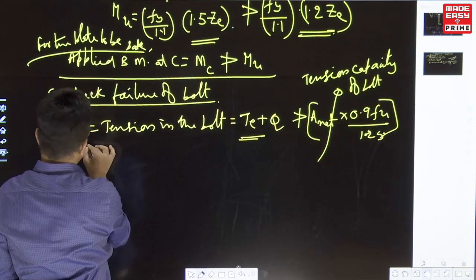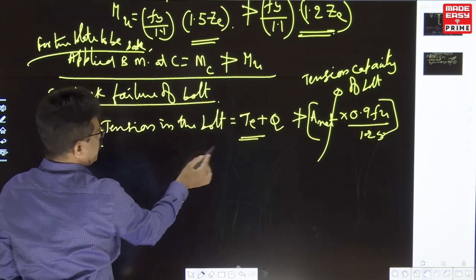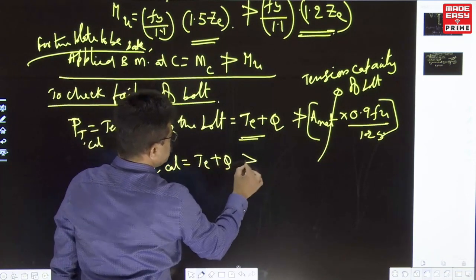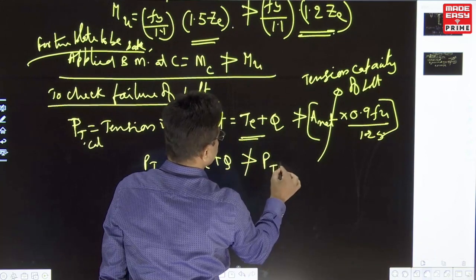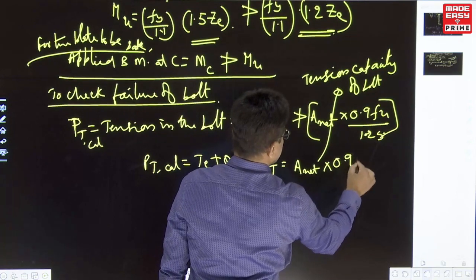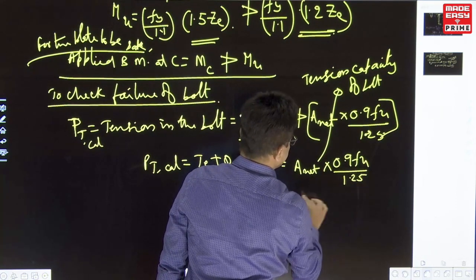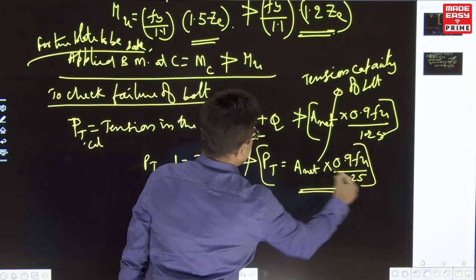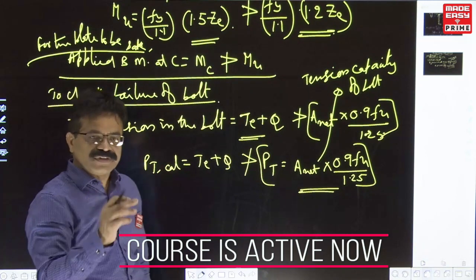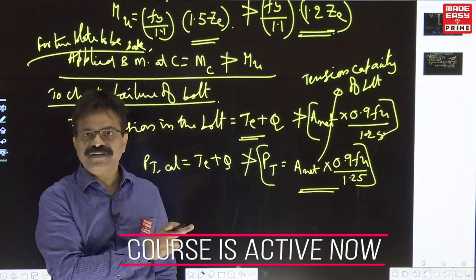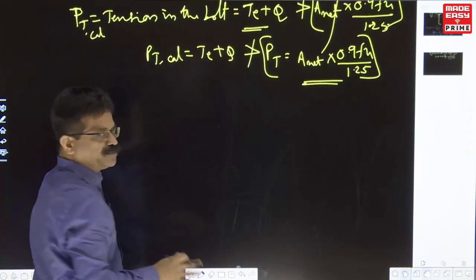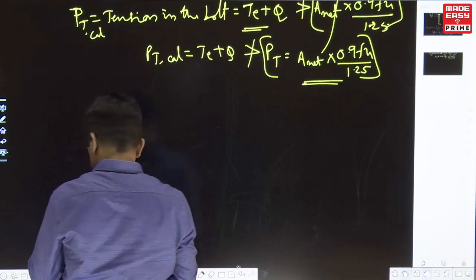That means if you take this as PT cal, let us say, the calculated value, PT cal is equal to TE plus Q, which should never exceed PT, the tension capacity, that is net area into 0.9 Fu by 1.25. If it exceeds, the bolt will break because of the prying action plus tension. So for the connection safety, the bolt should not fail and the plate should not fail. These two checks we have to make in 2 minutes or say 5 minutes time, let us say.